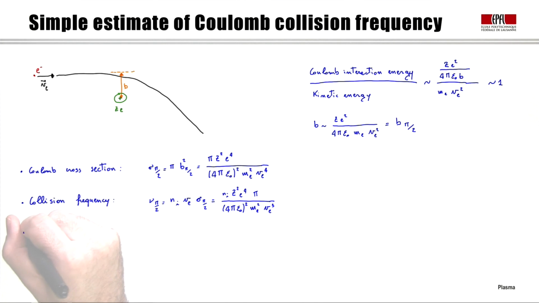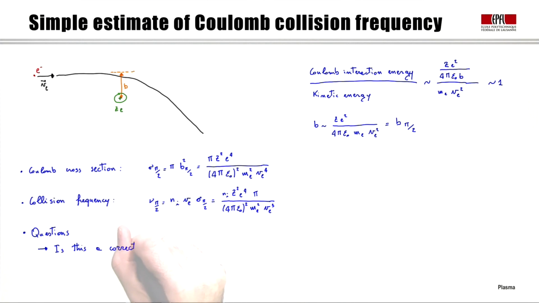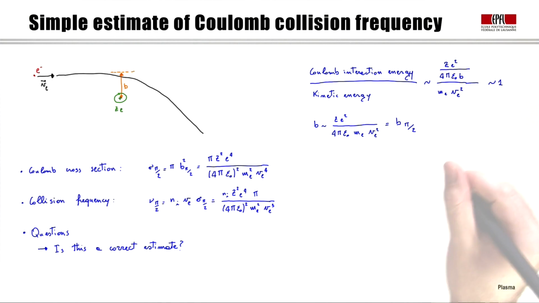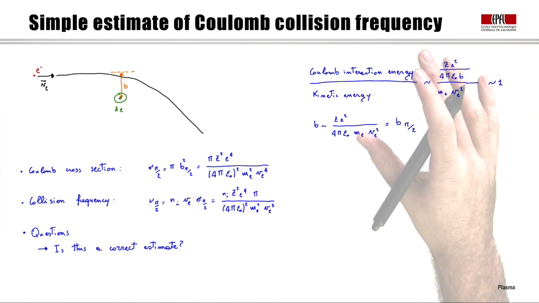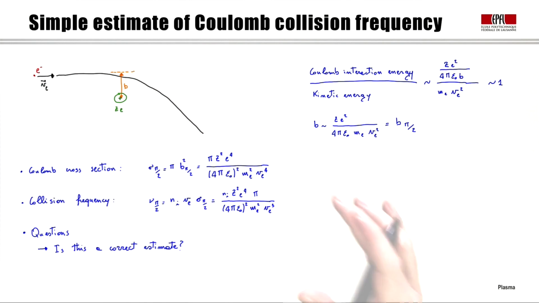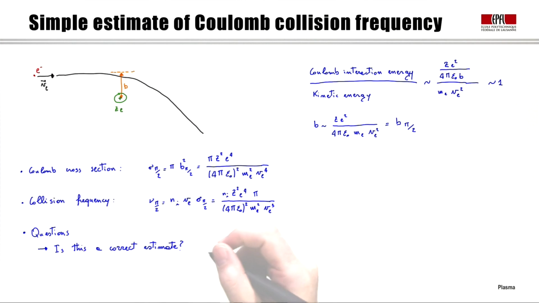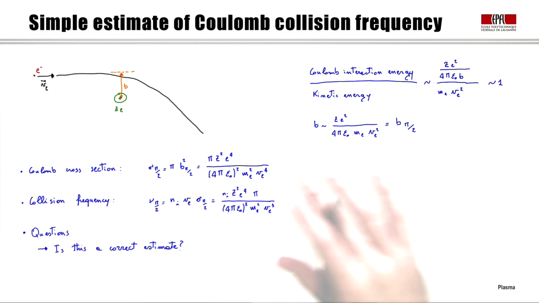So we actually have some questions that have to be associated with this simple estimate. The first one: is this a correct estimate? It's so simple, if you want. In particular, what we have supposed here is that these are collisions where there is a large deflection of the trajectory of the electron. So, in general, do small angle deflections matter in a plasma, or shall we just account for the large angle deflections that we have described here?